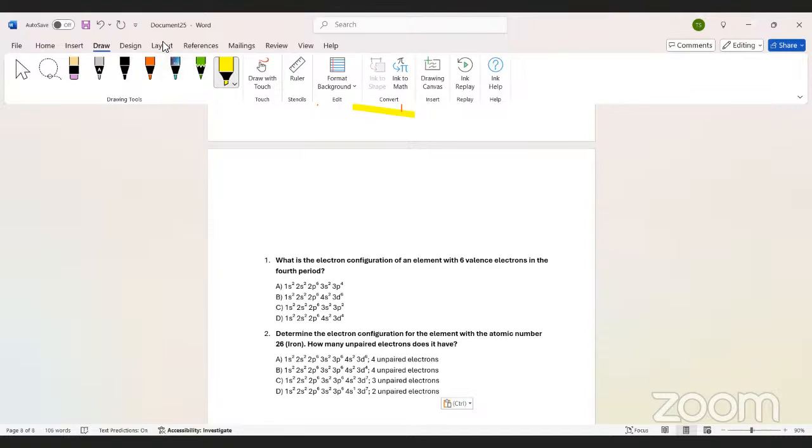Okay, we're going to look at question number 1. What is the electron configuration of an element with 6 valence electrons? 6 valence electrons. Now, here is the deal. To understand what that question is asking you, you've got to look at the last energy level, and that's going to tell you that. So let me zoom in so y'all can see this, okay? I'm going to make it a little bit bigger.